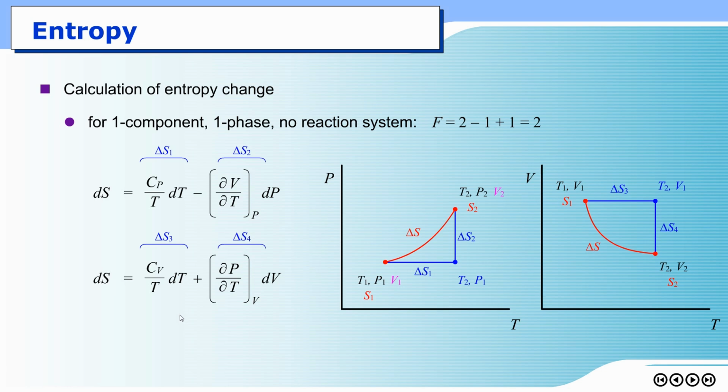Okay? Now the next question would be, which form should be used? Again, it depends on many factors. The very first and obvious factor is which kind of data you have in your hands. If you have Cp, then it is easier to use the top equation. If you know Cv, then it is easier to use the second equation.